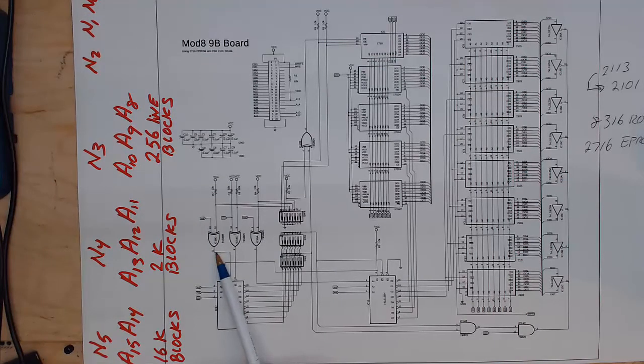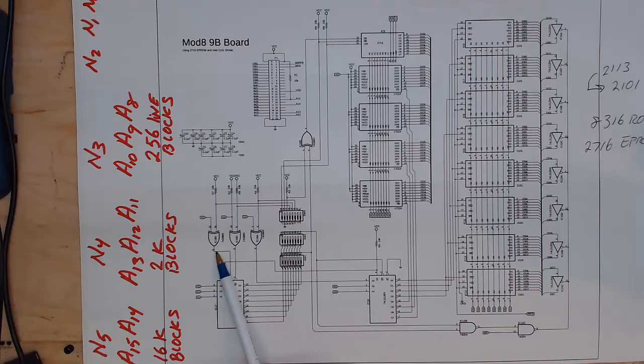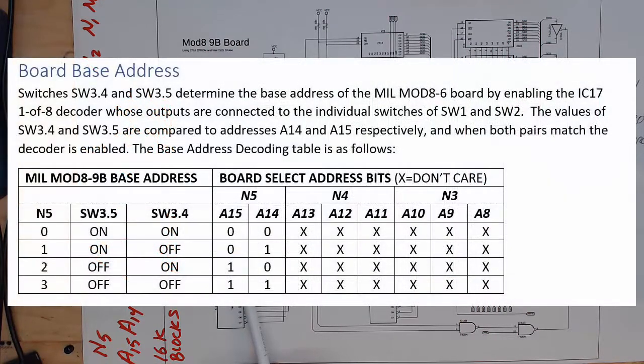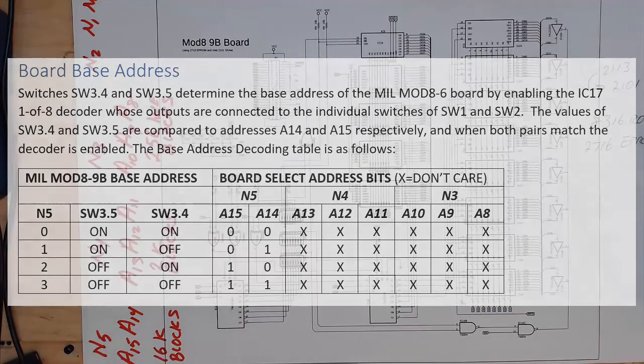So basically the decoding of the overall board, and so we know that it's going to take a 16K block. The decoding goes like this, and the switches look a little bit backwards because on is actually taking it to ground and off is letting it float high. So if we want N5 to be 0, 1, 2, and 3, this is going to be our bit pattern for switch 4 and switch 5. And then corresponding address 14 and 15 will go from 0, 0 up to 1, 1. So that selects the whole board.